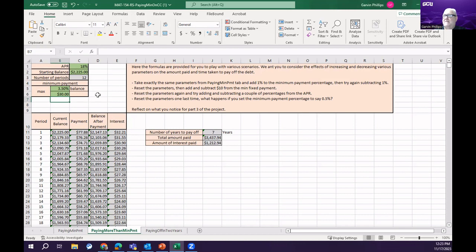In this case, from the example that was given to me, I had 18% APR, $2,225. But the minimum payment was figured at 3.5%, with $30 being the floor if it got below that, right? So those are parameters you can change and manipulate, and then you're going to talk about it. This is actually not the Excel work. You're going to use the Excel to do the calculation, but you're going to talk about it in the write-up. So this is where you're reflecting on what you noticed.